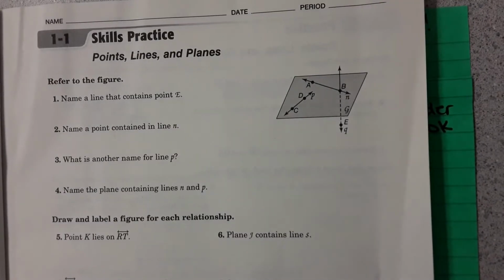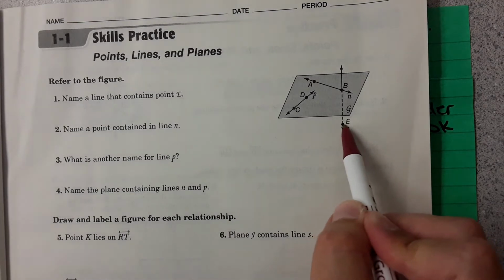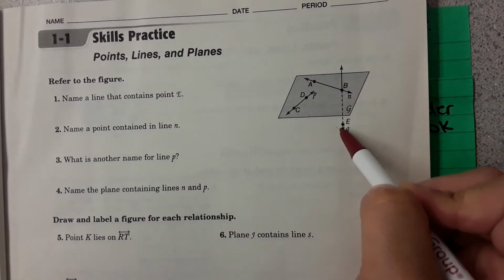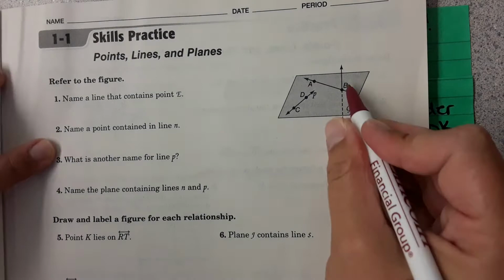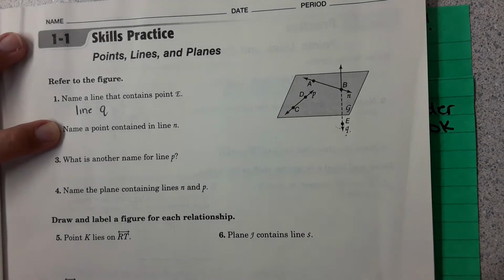Okay, so number 1 says name a line that contains point E. So you look over at the picture, find point E, it's right there. I can see the line. To name it, of course, there's different ways you can name it. One way is by just saying line Q, using that cursive letter there.